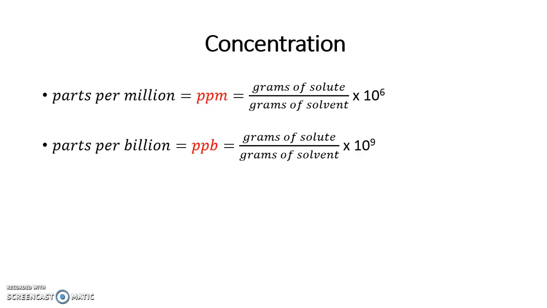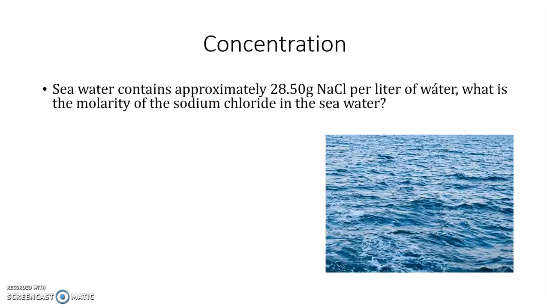As concentration, we can see that we have more options for very tiny quantities of solid in solution. In this case, parts per million is defined as grams of solid over grams of solution multiplied by 10 to the 6, or 1 million, that is the same, and parts per billion is grams of solid over grams of solution multiplied by 10 to the 9, or 1 billion in English units. Then we will see some examples.